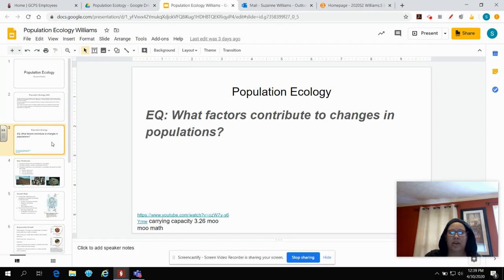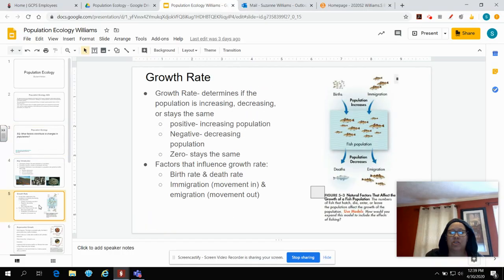So we are going to talk about what factors contribute to changes in populations. Populations grow, populations decrease, and populations sort of stay the same. So what are the things that would make a population grow? Think about it. Things are born, things are hatched, so they come into the population. Things immigrate, move into the area. That is going to cause the population to grow.